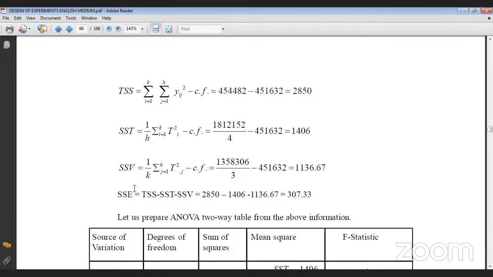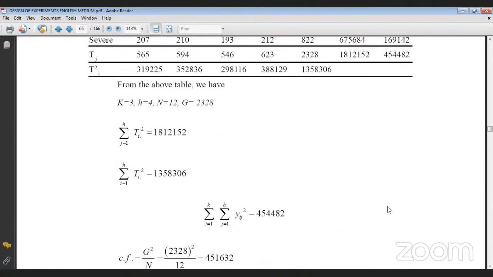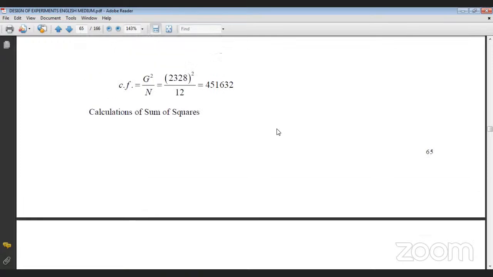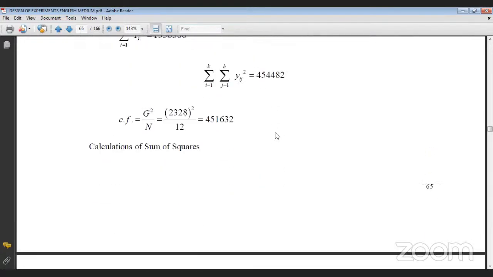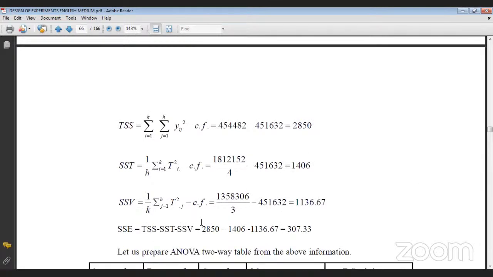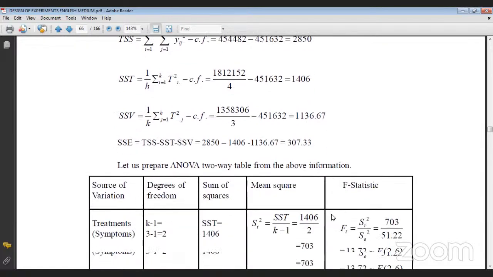So SSE is equal to TSS minus SST minus SSV, sum of squares of treatments and varieties. 2851 value here. Where is it? 2850? Where is it? Tell me. You're taking the values 2850. Yeah, sum of squares. TSS, sir. Then SST 1406 is correct. Yes. Then SSV 11.36. That's the value, 307.33 output.